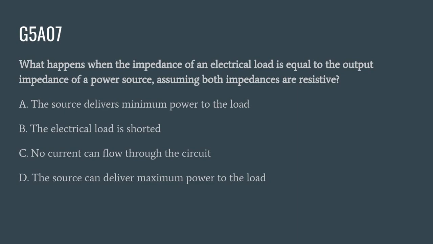G5A07. What happens when the impedance of an electrical load is equal to the output impedance of a power source, assuming both impedances are resistive? A. The source delivers minimum power to the load. B. The electrical load is shorted. C. No current can flow through the circuit. Or D. The source can deliver maximum power to the load. Correct answer, D. The source can deliver maximum power to the load.